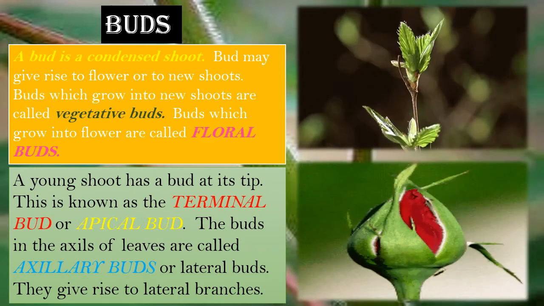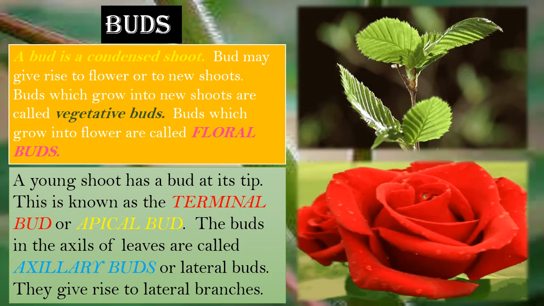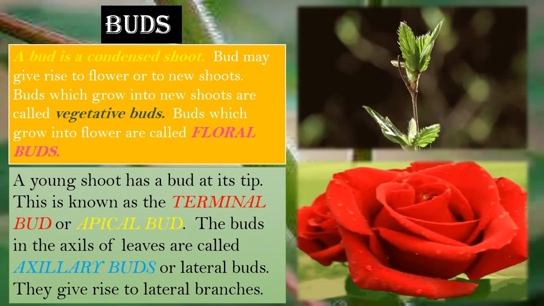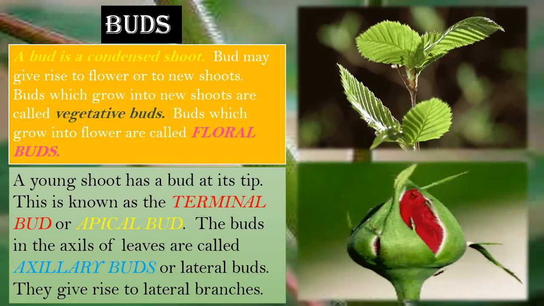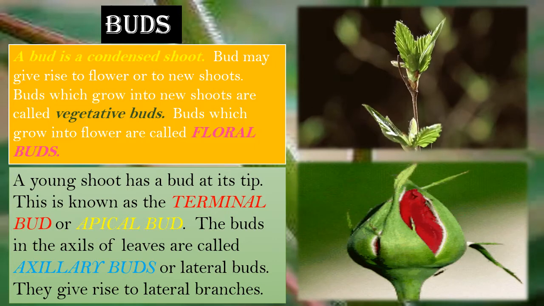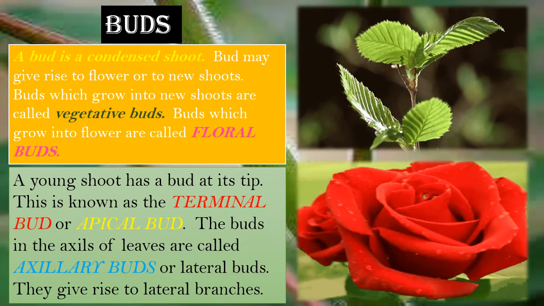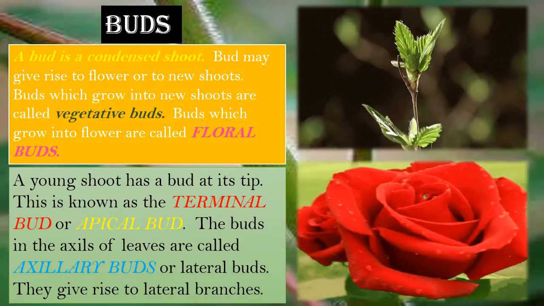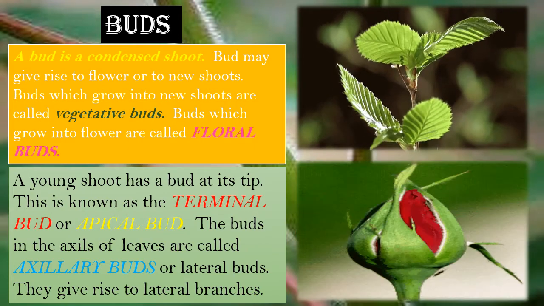the buds in the axils of leaves are called axillary buds, right, or lateral buds, and they give rise to lateral branches. Now student, this is all about the stem, the part of the shoot system.